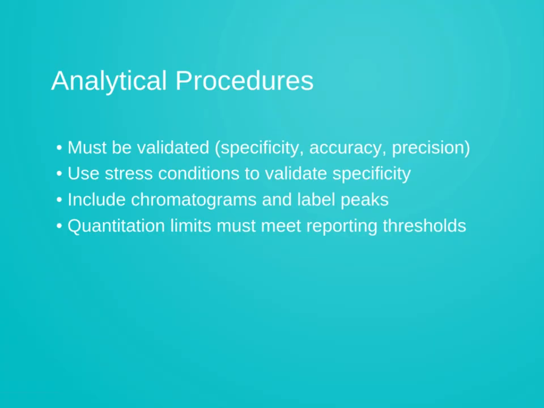The guideline mandates that all analytical procedures used for detecting degradation products must be properly validated, in line with ICH Q2 R1 requirements. This includes testing specificity, especially under stress conditions like light, heat, humidity, pH extremes, and oxidation. All peaks in chromatograms must be labeled and explained. Furthermore, the quantitation limit must be equal to or lower than the reporting threshold to ensure precise reporting.